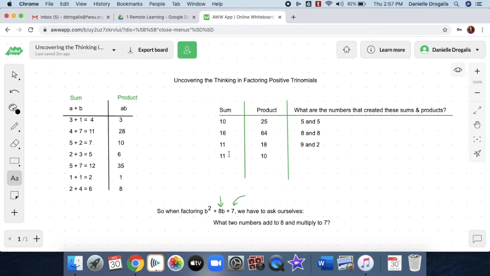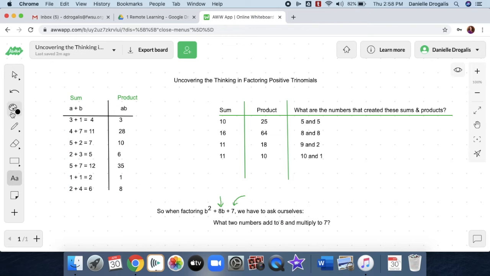So now when we take a look at the sum for 11, I think I used it as an example from above, but the two numbers that we want are 10 and 1, because 10 plus 1 is 11, but 10 times 1 is 10. Okay, so that's how we approach this.